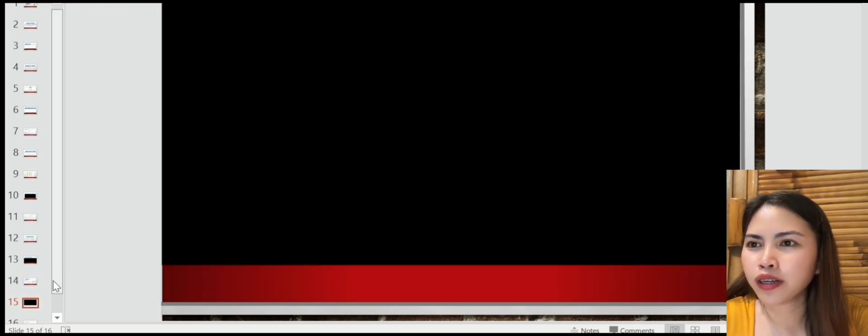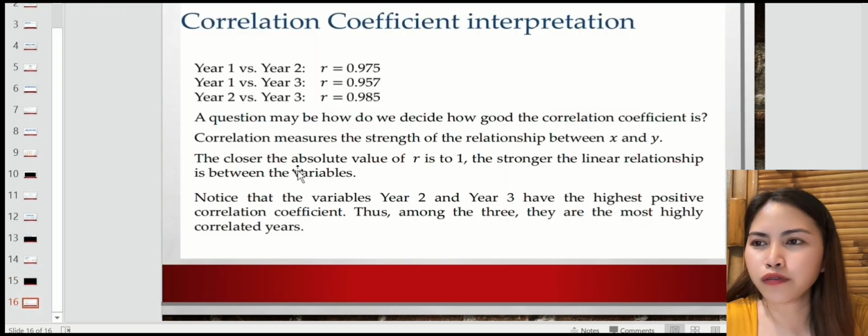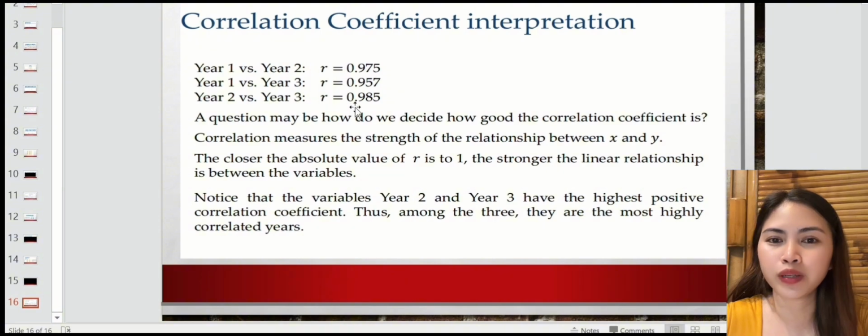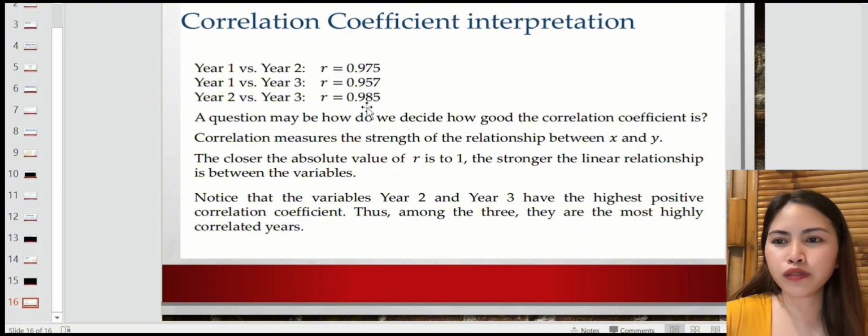See here the correlation coefficient interpretation. For year 1 versus year 2, the R is 0.975. For year 1 versus year 3, it's 0.957, and year 2 versus year 3, it's 0.985. So the correlation measures the strength of the relationship between X and Y. The closer the absolute value of R is to 1, the stronger the linear relationship between the variables. Notice that the variables year 2 and year 3 have the highest positive correlation coefficient. Thus, among the three, they are the most highly correlated years.